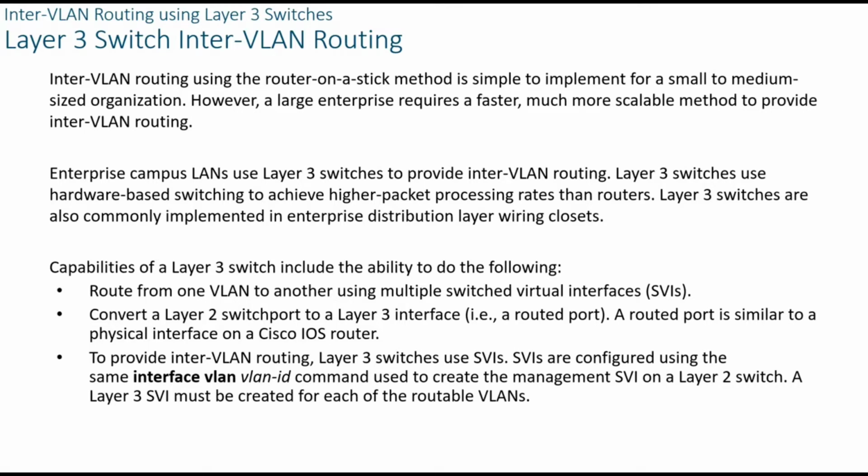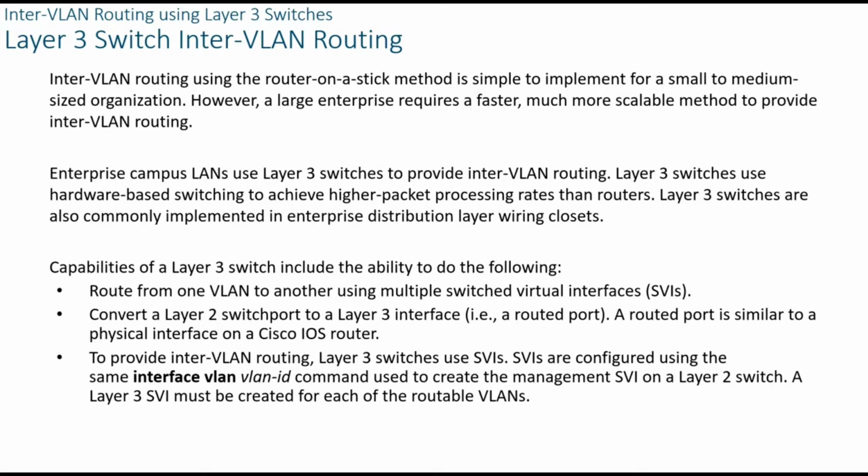Inter-VLAN routing using the router on a stick method is simple to implement in a small to medium size organization here. Enterprise campus LANs use layer 3 switches to provide inter-VLAN routing. Layer 3 switches use hardware based switching to achieve higher packet processing rates than the routers here.